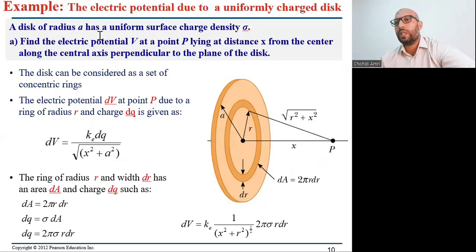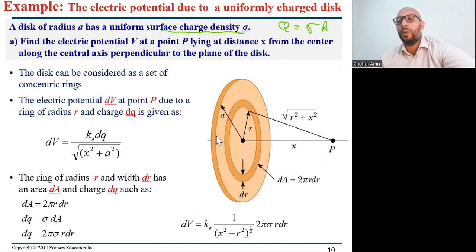A disk of radius A has uniform surface charge density. So here we are talking about surface charge density. When we talk about surface charge density, the charge Q is equal to sigma multiplied by the surface area. Okay, question A said, find the electric potential V at a point P lying on the x-axis from the center, along the central axis perpendicular to the plane of the disk.